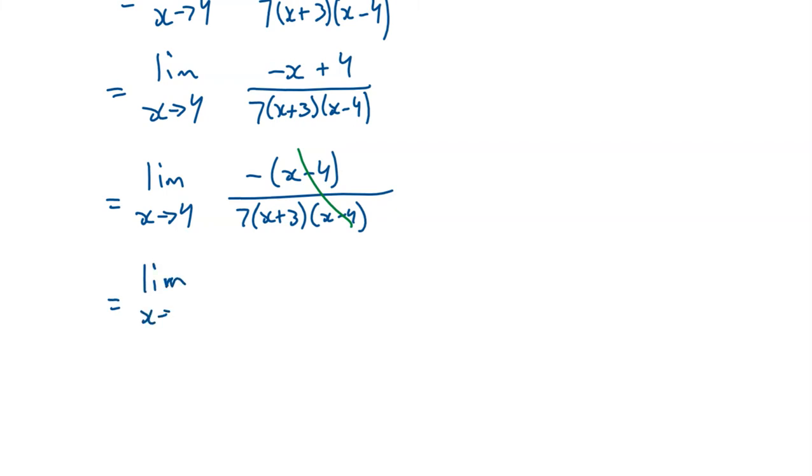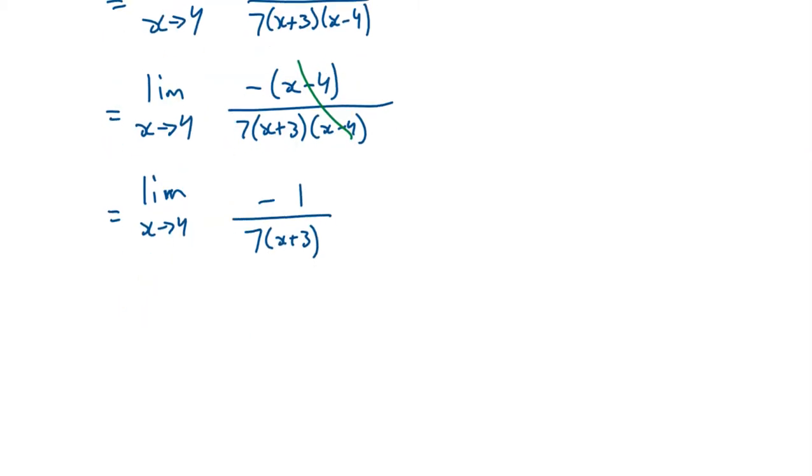Limit as x approaches 4 of negative 1 over 7 x plus 3. You are only allowed to drop the limit part on the side when you sub in. Four plus 3 is 7. 7 times 7 is 49, so it's negative 1 over 49. Any questions on that one?